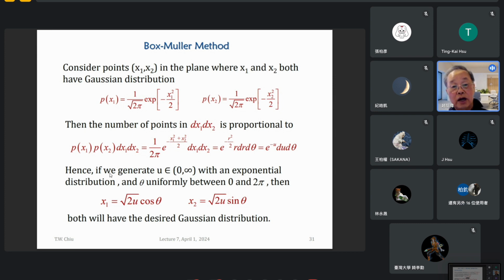Similarly for x2, I can use the sine theta, and then I get x2. So x2 also obeys the Gaussian distribution. That means I have two random numbers, each of them obeying the Gaussian distribution. If you only need one random number with the Gaussian distribution, you just pick x1 or x2, and that will fulfill your purpose.